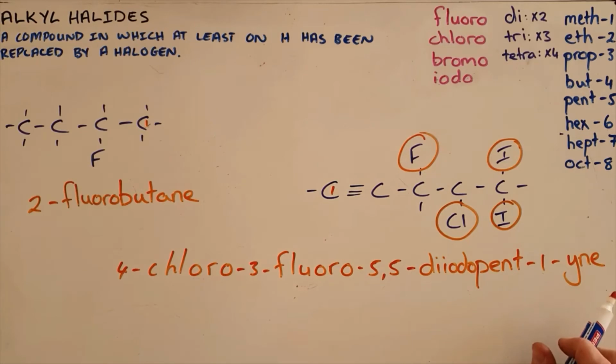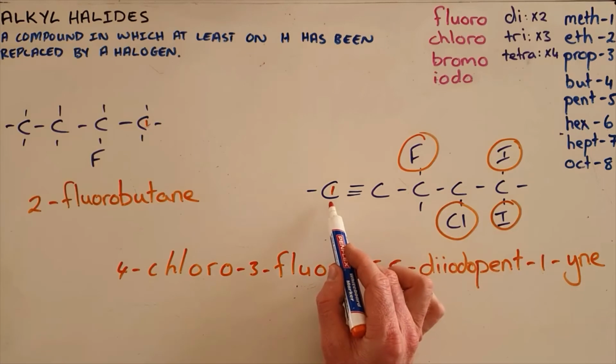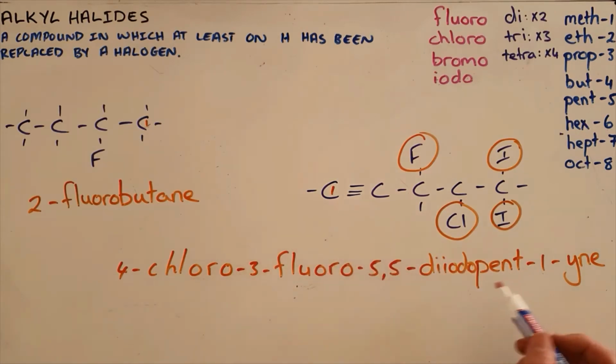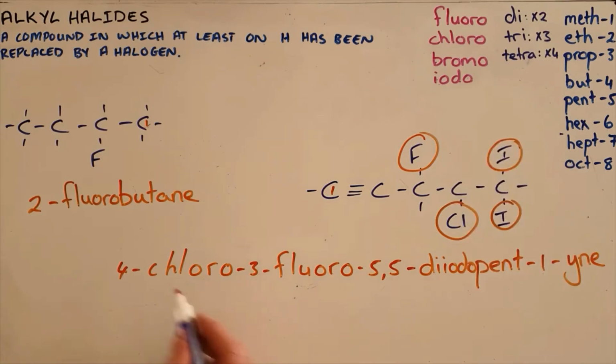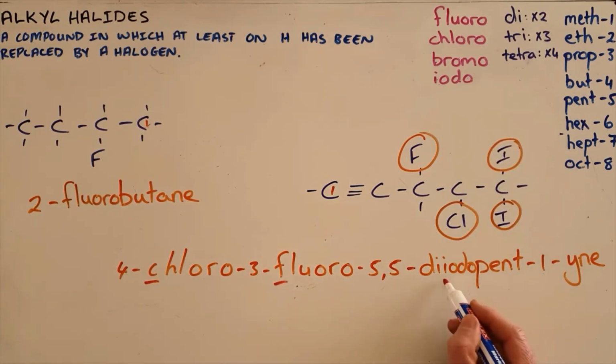A couple of things to note with this name. Firstly, the alkyne, the triple bond functional group, takes preference over all of the others, which is why we always number from the side that gives that the smallest positional number. The second thing is that we arrange these prefixes, these branches, alphabetically, where we can see that C comes before F, which comes before I.